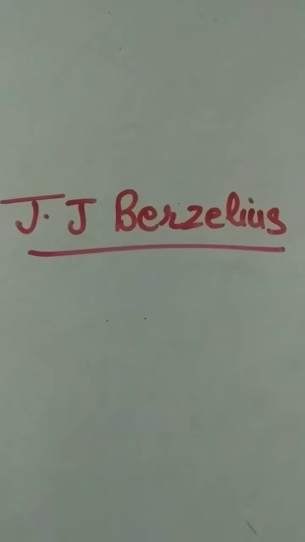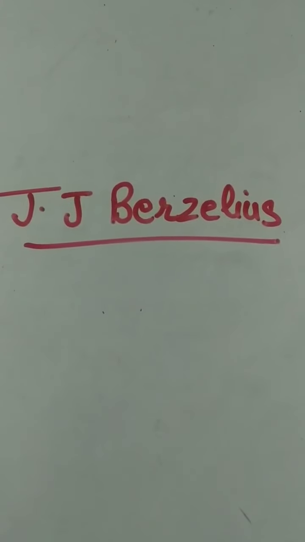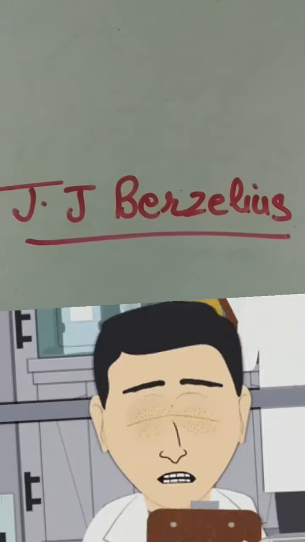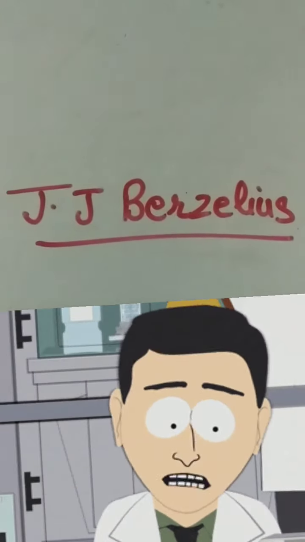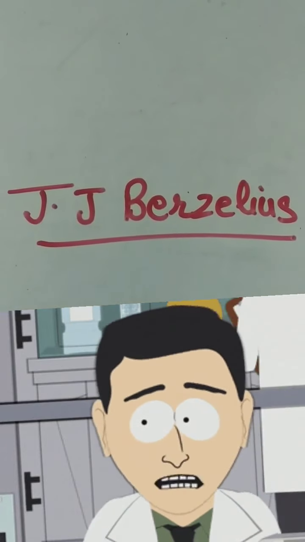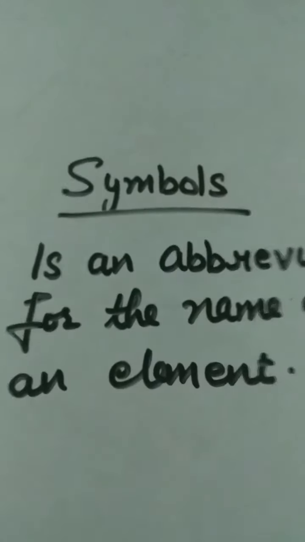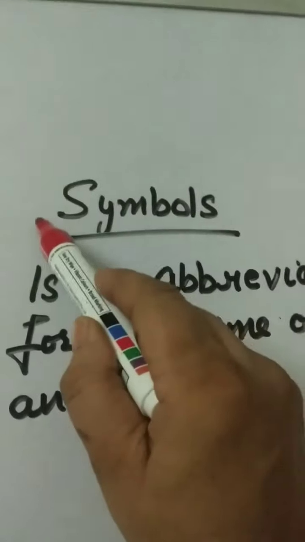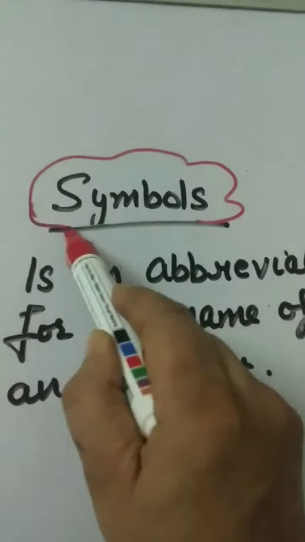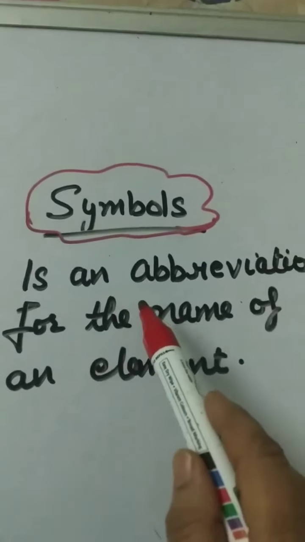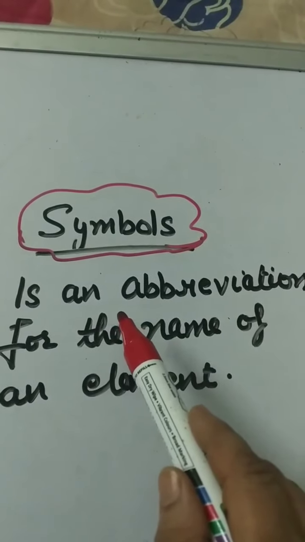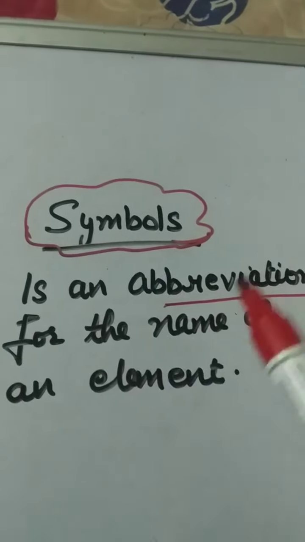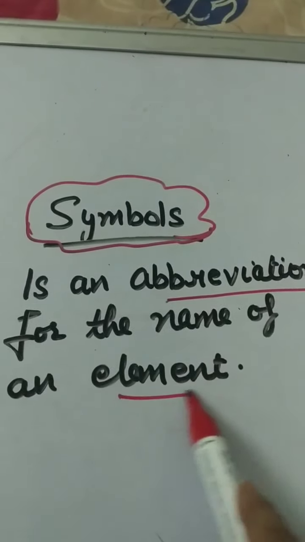Do you know who laid the foundation of this language in the 19th century? J.J. Berzelius, one of the geniuses of chemistry. In the language of chemistry, we started with symbols. What are symbols? A symbol is an abbreviation for the name of an element.